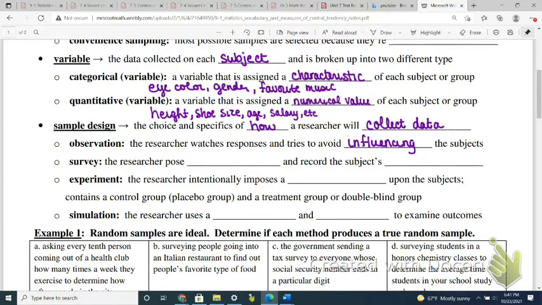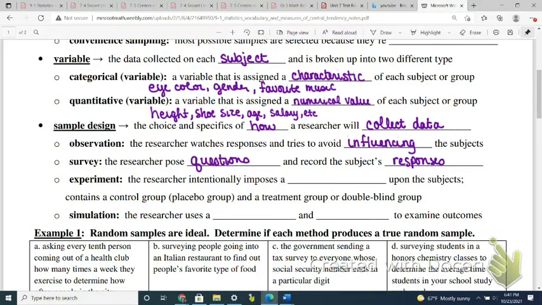I am at no point going to go up to any child in there and say, hey, you want to play with this toy? Or what do you think about this one? All I'm doing is sitting back, watching what happens. Another way is a survey, and this is where the researcher poses questions and records the subject's responses. Everyone is pretty familiar with surveys. We do them a lot. I ask a question, you answer it, I write down your response.